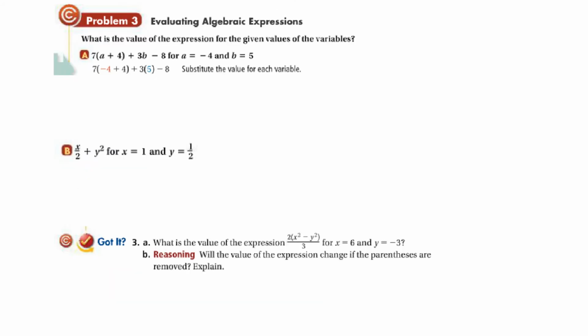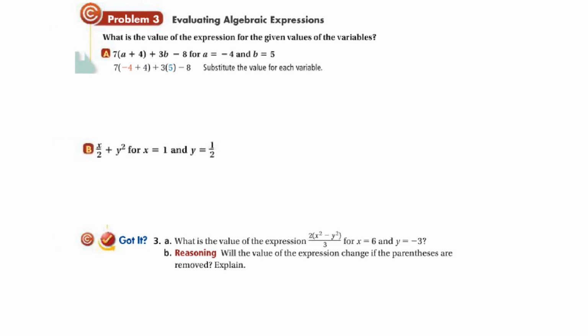Problem number 3. What is the value of the expression for the given variables? When we evaluate, first we substitute values in for the variable, which is what's been done right here. Then we can either follow our order of operations, or we can just put that in our calculator, just like we write in our substitution step. If we were to put this in our calculator, we end up with 7. You put that in your calculator and see if you can get 7.